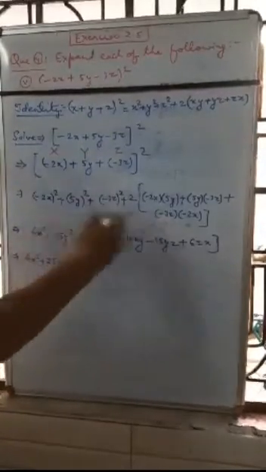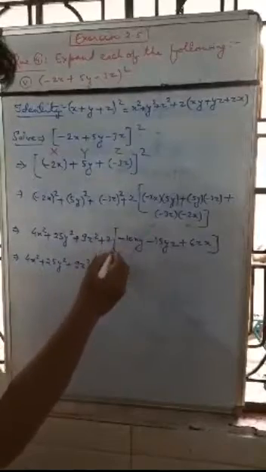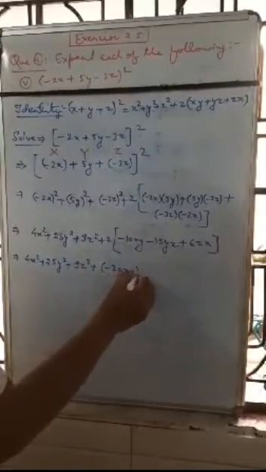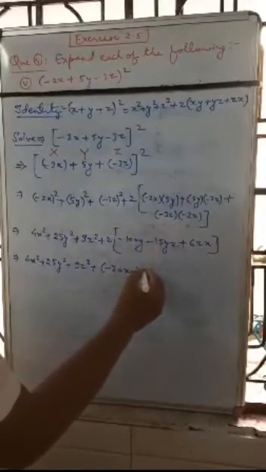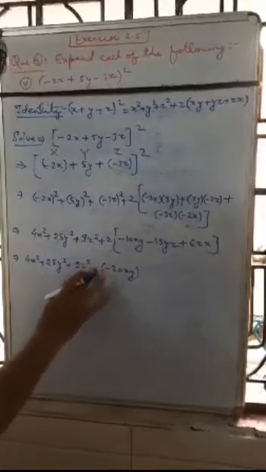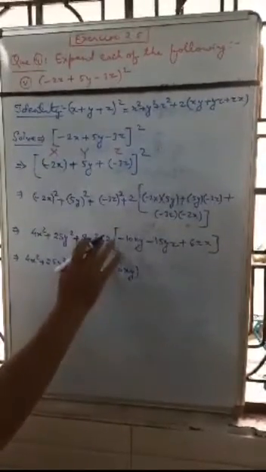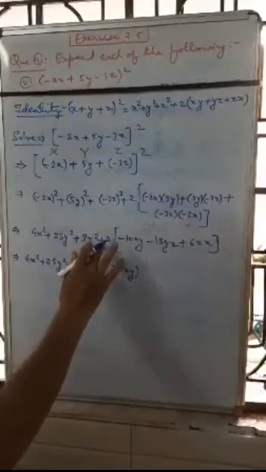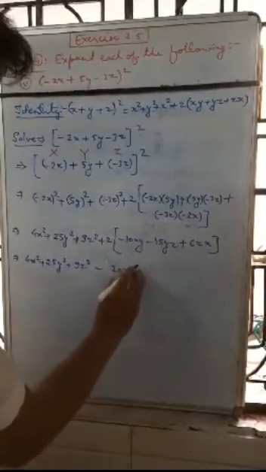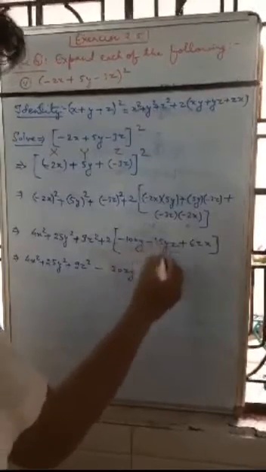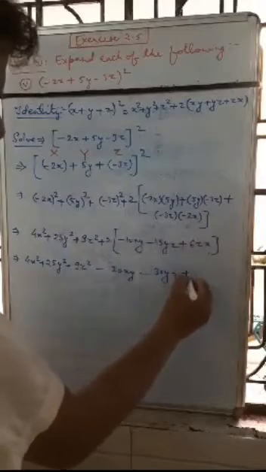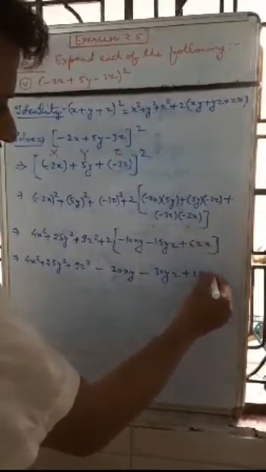Now the next step: 4x square plus 25y square plus 9z square plus 2 will be multiplied inside the bracket. So 2 tens are minus 20xy. Then 2 will be multiplied inside. Minus multiplied by plus gives minus, so again we get minus 30yz. Plus multiplied by plus gives plus, so 6 2s are 12zx.